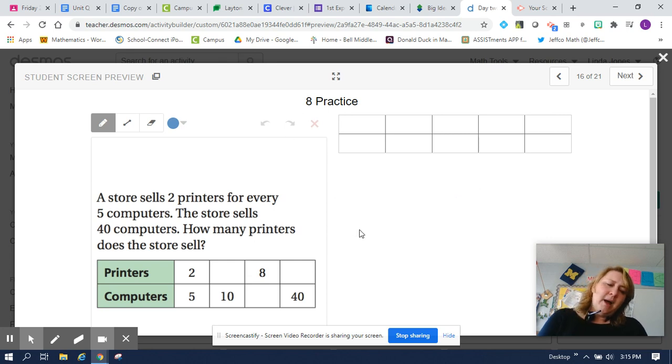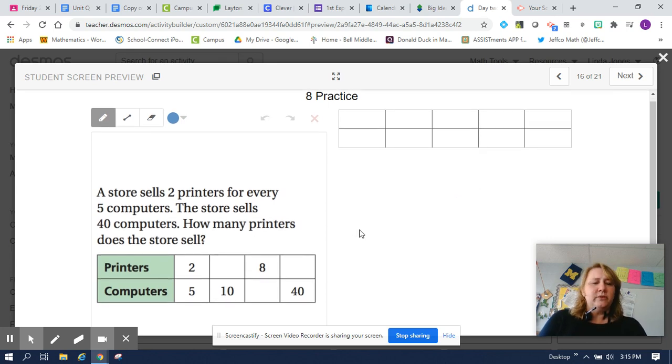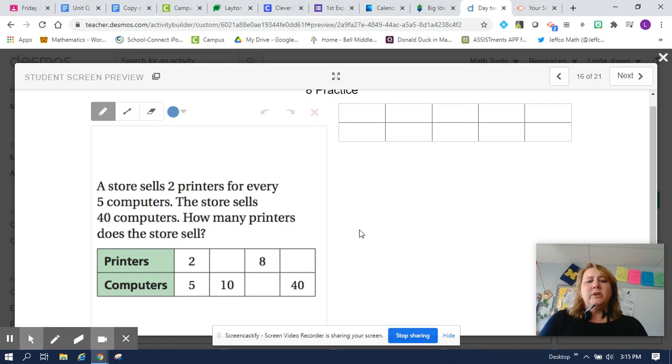Next one. A store sells 2 printers for every 5 computers. The store sells 40 computers. How many printers does the store sell? So eventually, you're not going to be given the table to set up. You're going to have to set it up. So immediately you would start to set up your table.